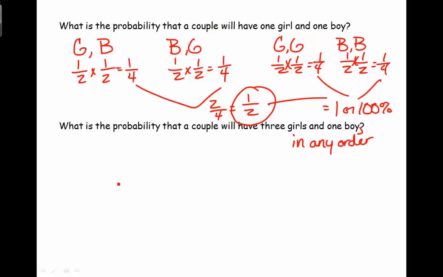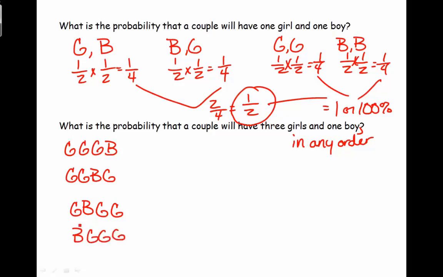First approach, or first thing to do, I would say, is list the different orders. Okay, so we could have the 3 girls first and then the boy. We could have 2 girls first, a boy, and then another girl. We could have the boy second. We could also have the boy first. Okay, so if we list all our possibilities there, we actually have 4 different ways that this could happen. Any of them would satisfy what we're looking for here. So we want to find the individual probabilities for each one of those orders.